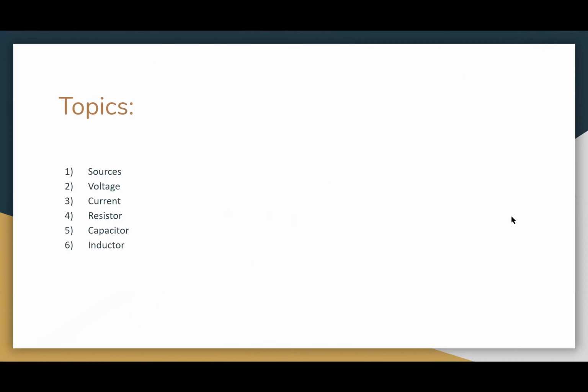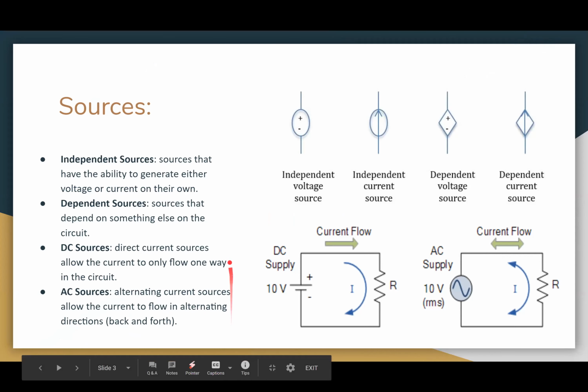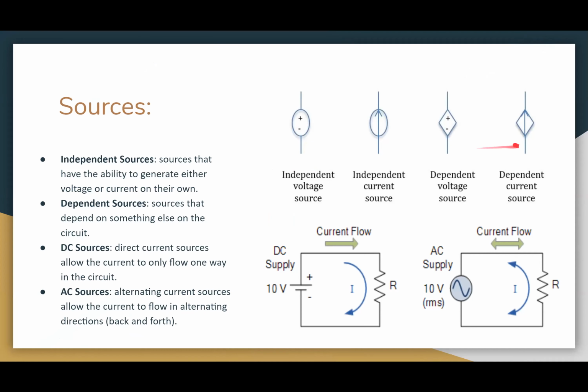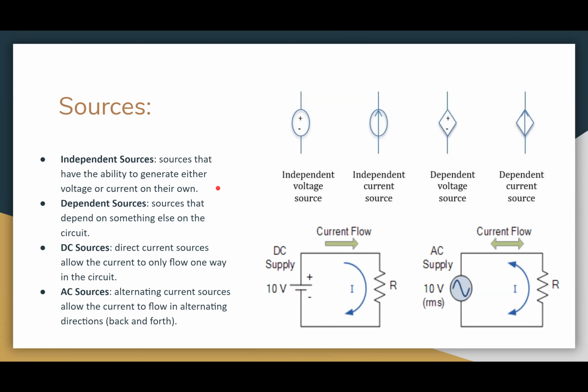So the topics. The first thing we have is sources. The different types of sources that you'll typically see in circuits are independent sources, dependent sources, DC sources, and AC sources. Independent sources have the ability to generate either voltage or current on their own, aka independent. Dependent sources depend on something else within that circuit.